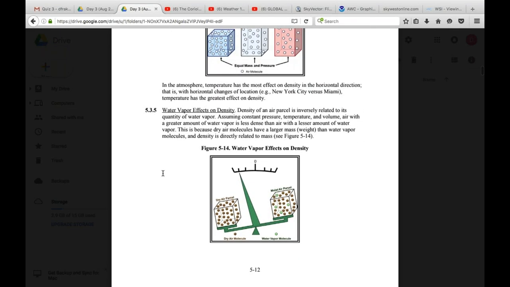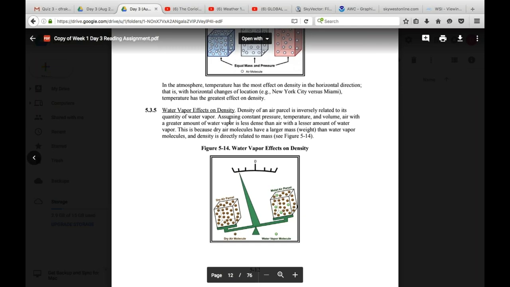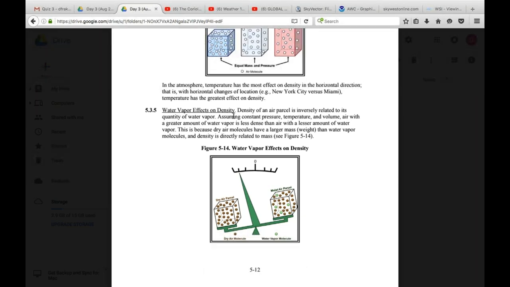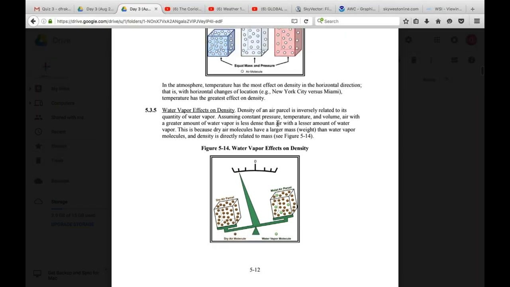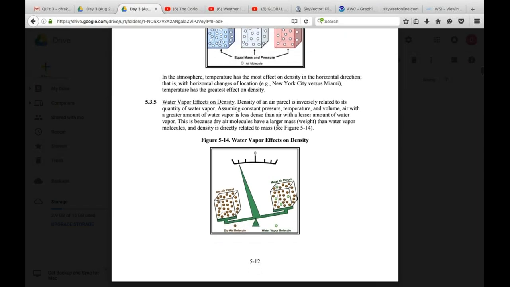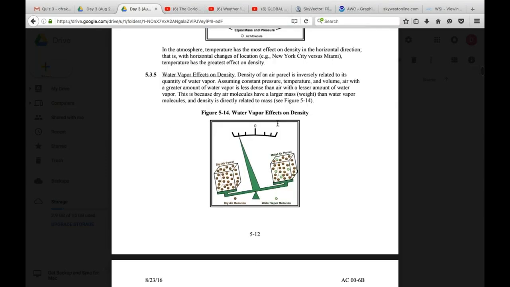So the other day somebody asked how humidity affects pressure and can affect maybe the performance of our aircraft. The density of an air parcel is inversely related to its quantity of water vapor. Assuming constant pressure, temperature, and volume, air with a greater amount of water vapor is less dense than air with a lesser amount of water vapor. This is because dry air molecules have larger mass than water molecules.